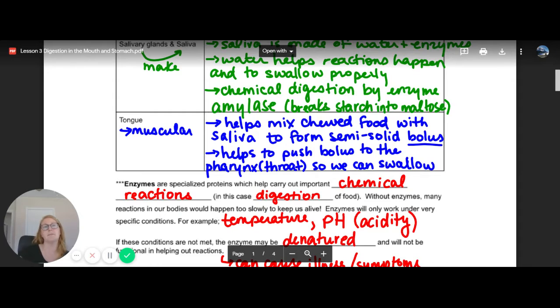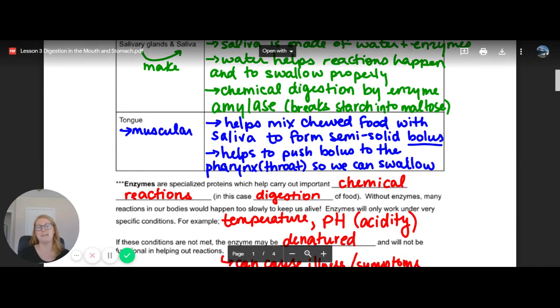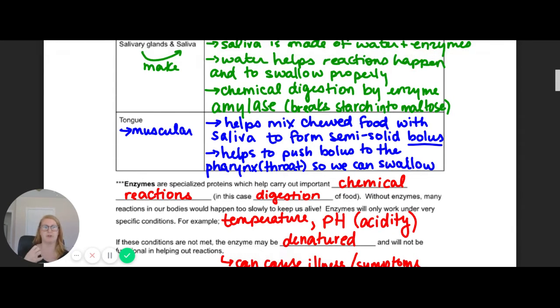So we're going to see that the partially digested material has different names throughout the process. Basically, once we put it in our mouth and start chewing it, we no longer call it food anymore. We now start to call it bolus once it's mixed with a bit of saliva. So that brings us to talk about enzymes.